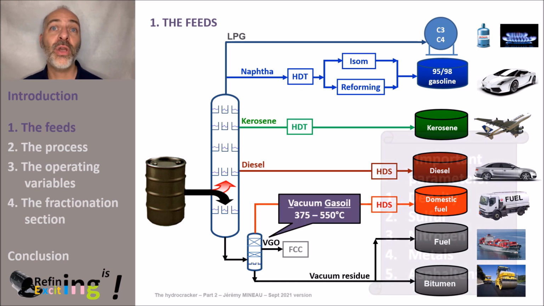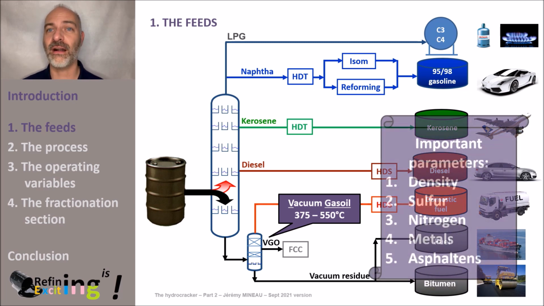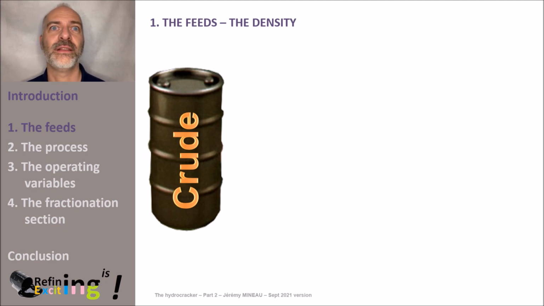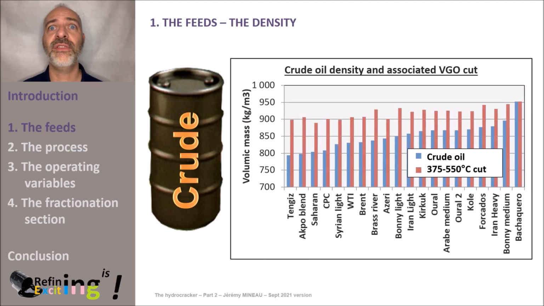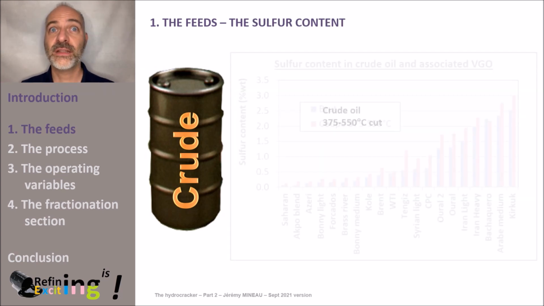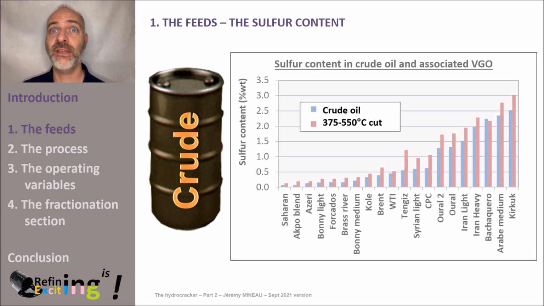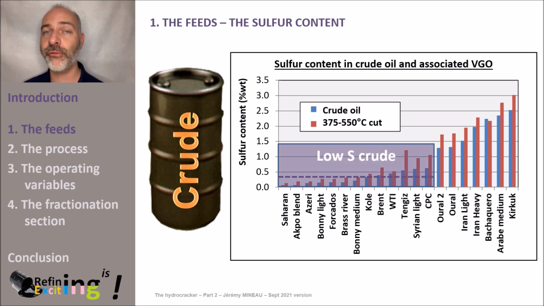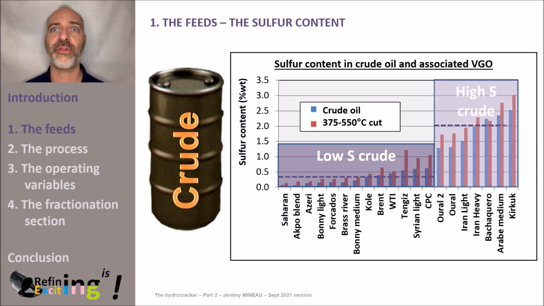The properties that will be of interest for us in the hydrocracking are the density, the sulfur, the nitrogen, and metals and asphaltenes. Let's start with the density. The density of the VGO typically varies between 0.89 and 0.95, and this value is rather independent from the associated crude oil. The sulfur content of the VGO cut typically varies between 0.15 and 3 weight% and highly depends on the sulfur content of the crude processed within the refinery.